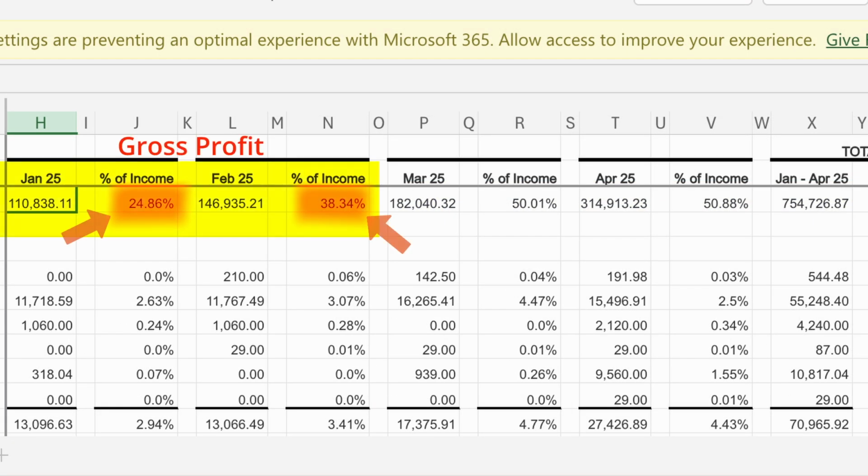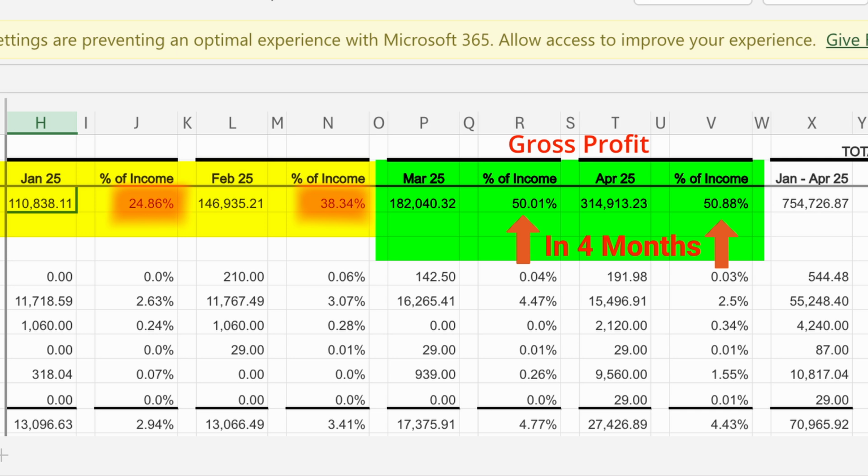So we went from a gross profit in the high 20s, low 30s, and now we're at 50 in 4 months' time. And it's not because we got more expensive, because in some cases we're not. It's just we know exactly where we need to be. Wow. It's amazing how quickly this works.